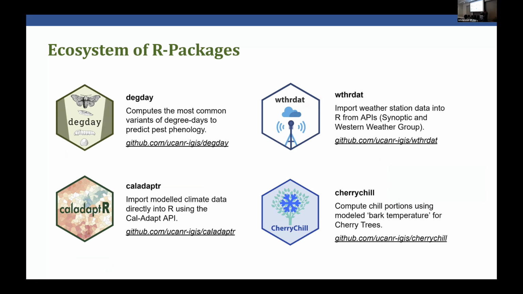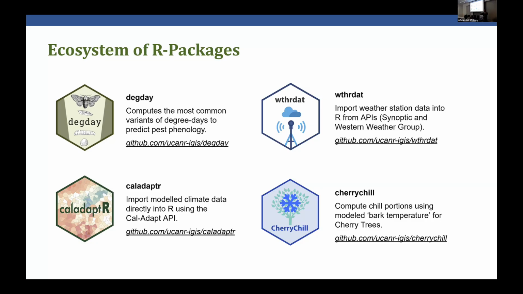CalAdaptR is an API wrapper to get modeled climate data into our environment without having to download large TIFF files. WeatherDat has been a real game changer. It's basically intended to be a weather API wrapper with a consistent API, because oftentimes you can't just use your national weather forecast for some of these applications.